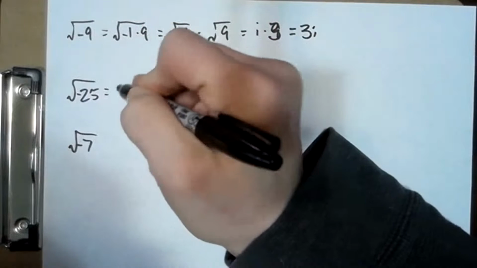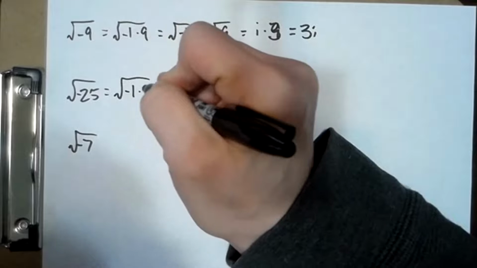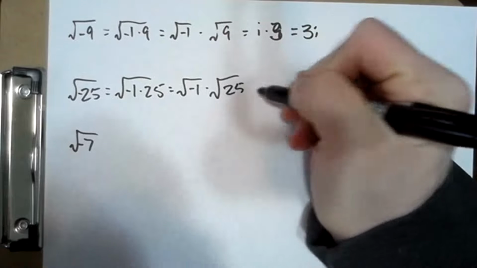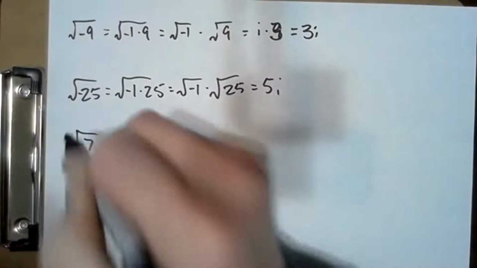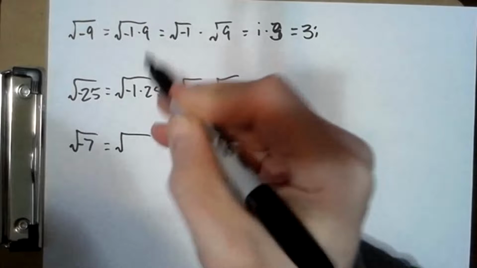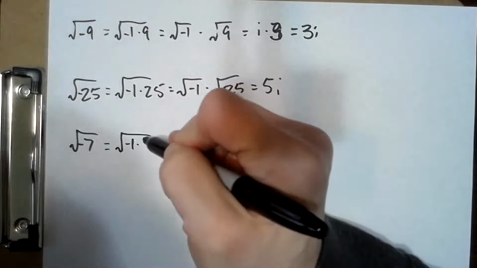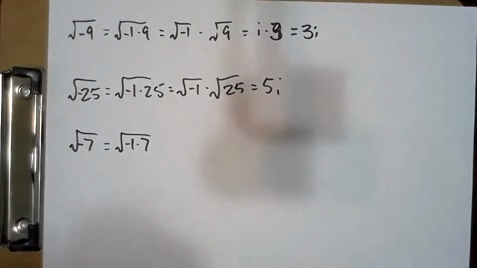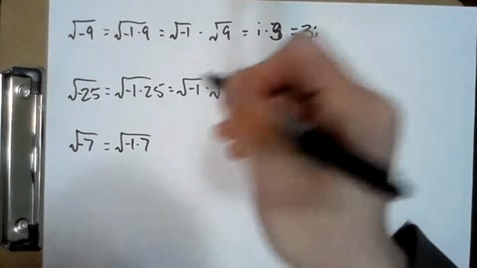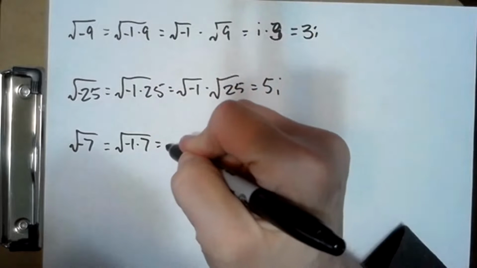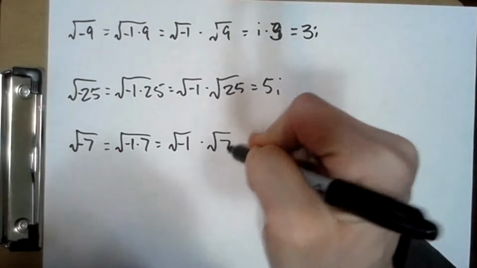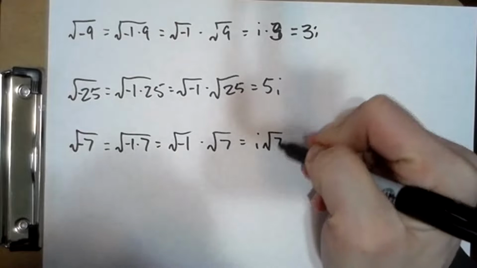For the square root of -25, again, we're taking the square root of -1 times 25, which gives us the square root of -1 times the square root of 25, or 5i. For the square root of -7, we do things a little differently because the 7 is not a square number. So instead of rewriting this as two square roots, we can just take this as the square root of -1 times the square root of 7, and then just change that to i times the square root of 7.